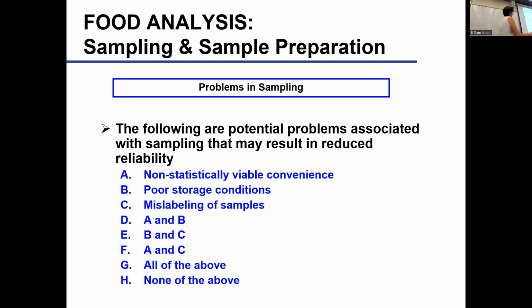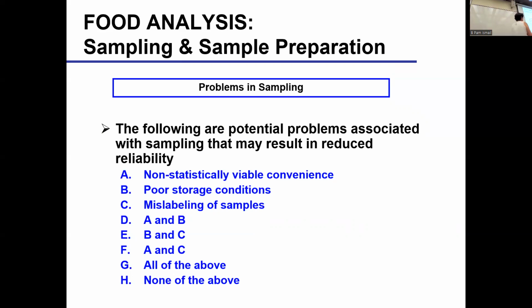So, based on what we talked about, the following are potential problems associated with sampling that may result in reduced reliability. Non-statistical viable convenience, poor storage condition, mislabeling of samples. It is all of the above.